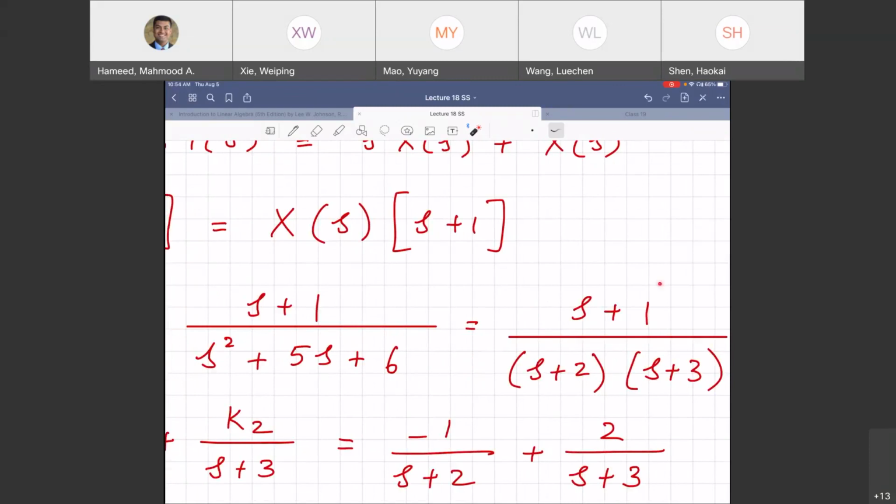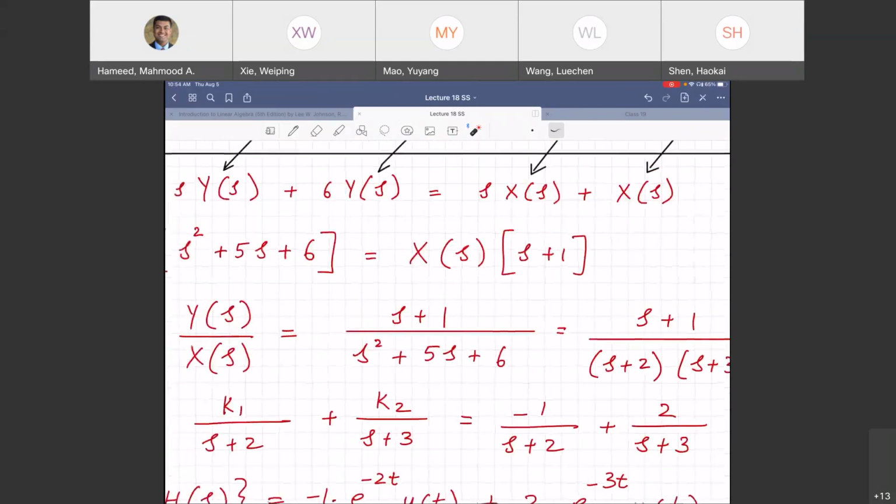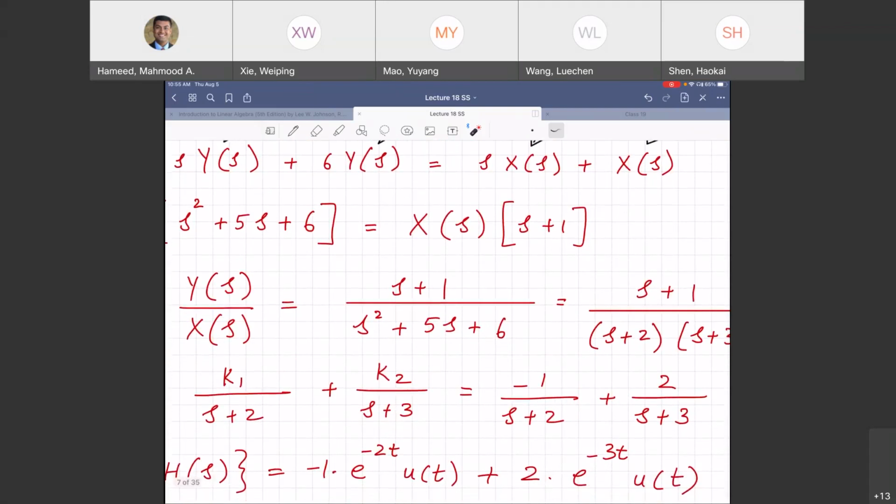What do you do from here? You do partial fraction expansion. It is already in a proper fraction form. So you get K1 divided by s plus 2, plus K2 divided by s plus 3. Find K1, find K2. Using residues, you get -1 divided by s plus 2 plus 2 divided by s plus 3. You guys have seen this process multiple times, so I'm not spending much time there.